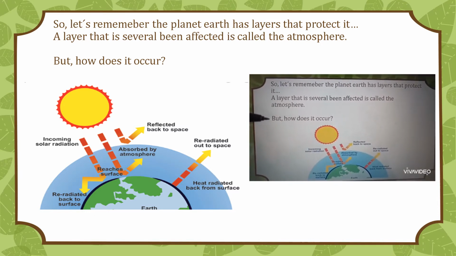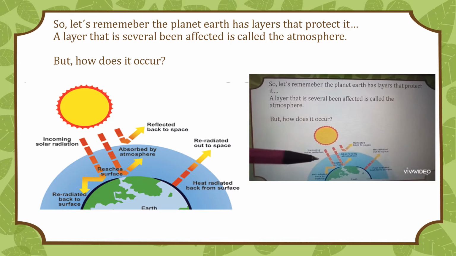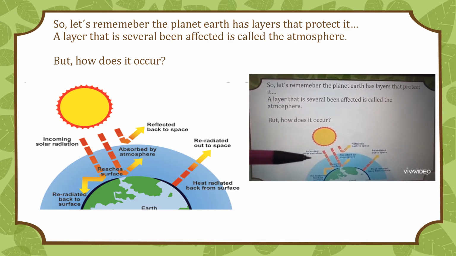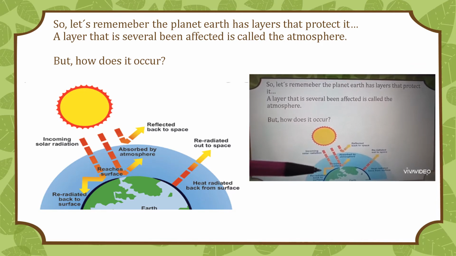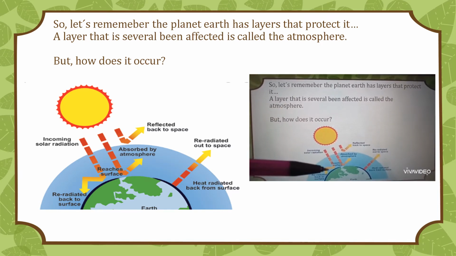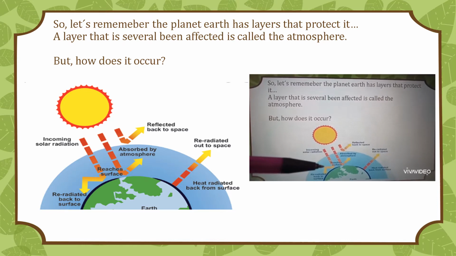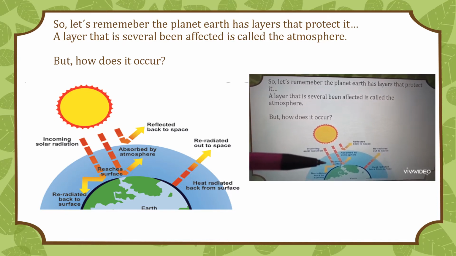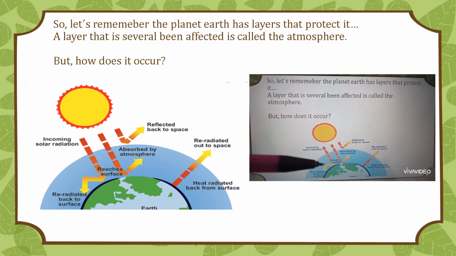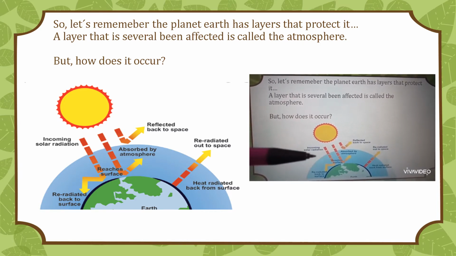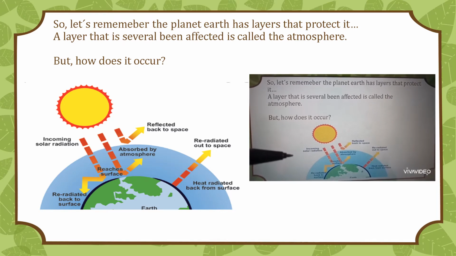But how does it occur? If you see, here is the sun providing the Earth with heat. The sun rays enter into the planet Earth, giving up heat necessary for plants and animals to survive. But not all the heat enters our planet Earth. Some of the sun rays reflect back to space.